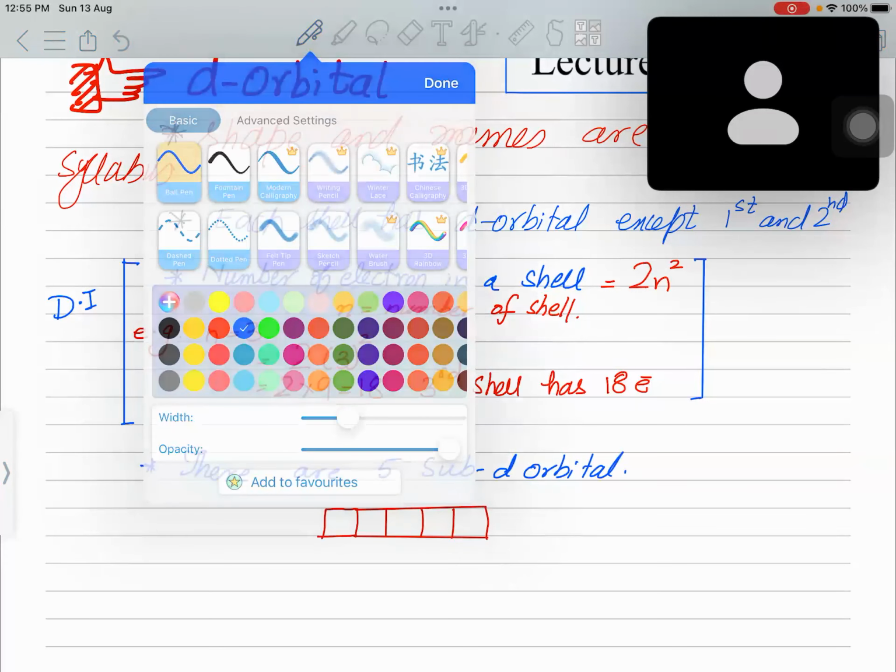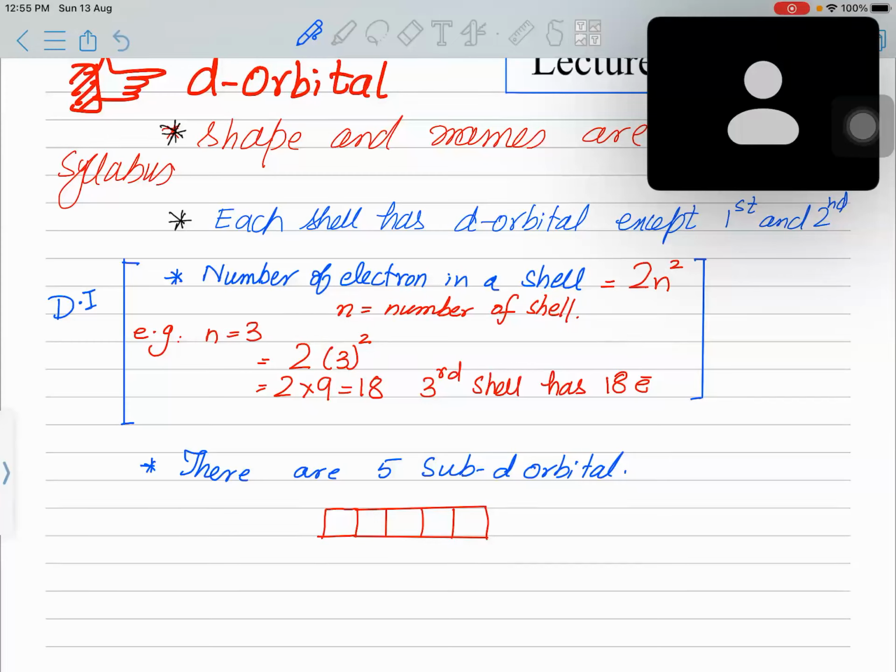So can you tell me how many electrons an orbital can occupy? You know that here we have 5 sub d orbitals. What is the maximum number of electrons they can have? You know that each box, each orbital, has a maximum of 2 electrons. So 5 times 2 is 10, exactly 10. So the d orbital has a maximum of 10 electrons.